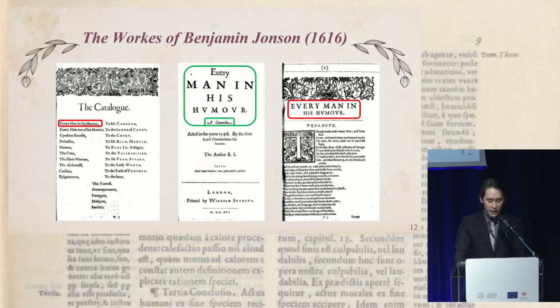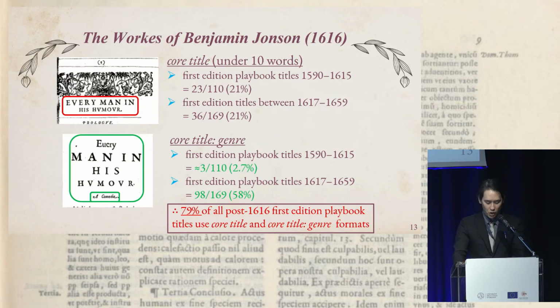The recreated title page before each play text annexed the truncated titles with generic markers, thus forcefully establishing a sense of uniformity and continuity across the entire dramatic subsection. The two shorter title formats used in the works, which I call core title and core title genre, eventually become the dominant modes in which brand new dramatic titles are presented.